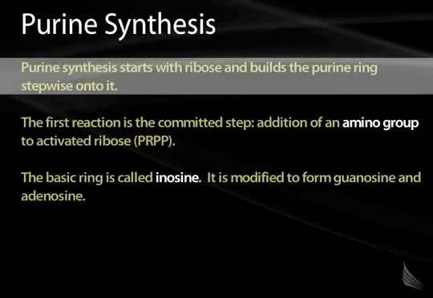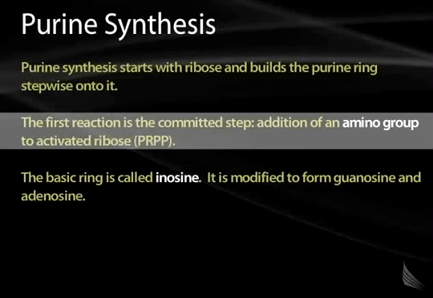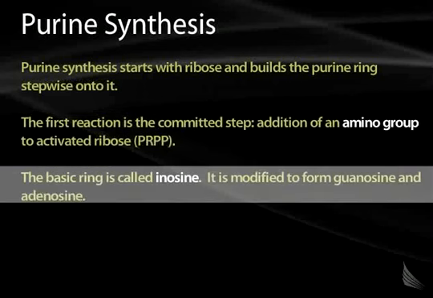Now, purine synthesis starts with a molecule of ribose. And the type of ribose we use is called PRPP. It's actually activated ribose with the phosphate already attached. The addition of an amino group to that activated ribose is actually the committed step. The basic ring structure is called inosine. And then that ring structure is modified to form guanosine and adenosine.